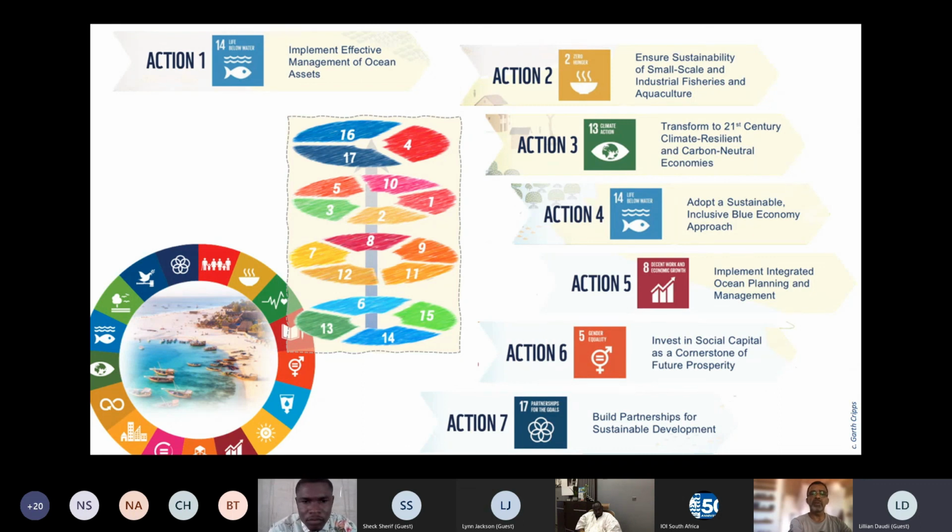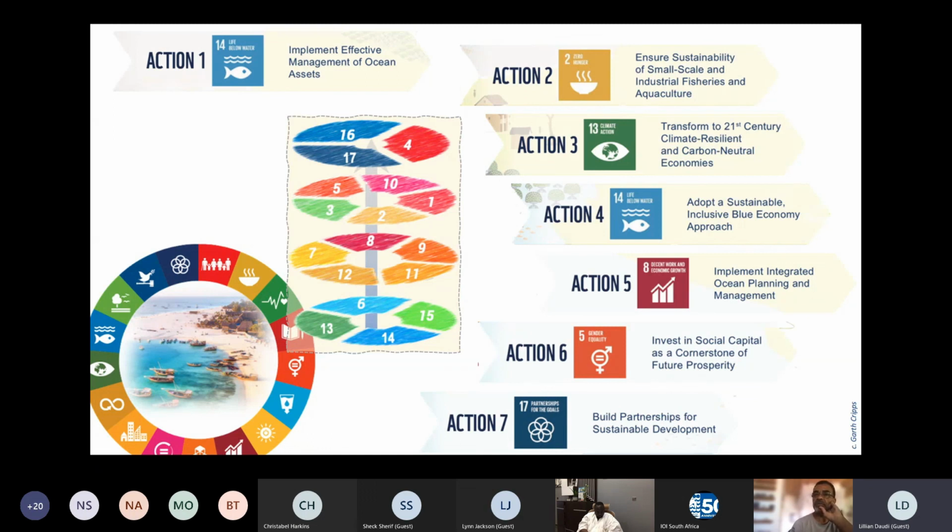So action 1, for example, implement effective management of ocean assets. We put that under goal 14 because that's where it lives, the ocean assets are in goal 14. But management is a governance process, and governance really sits in goal 16 and perhaps in goal 17 as well. 16 is the one on peace and institutions and governance processes. 17 is on partnerships. So even just action 1 relates to multiple goals, 16, 17, and 14 over here.